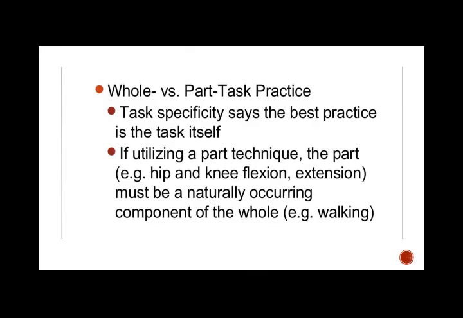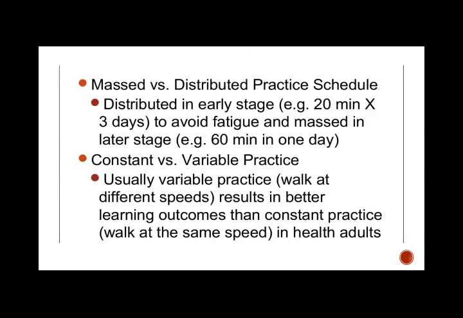Whole versus part task practice. Task specificity says the best practice is the task itself. If utilizing a part technique, the part, for example, hip and knee flexion and extension, must be a naturally occurring component of the whole. Example is walking. Constant versus variable practice. Usually variable practice, such as walking at different speeds, results in better learning outcomes than constant practice, walking at the same speed, in healthy adults.